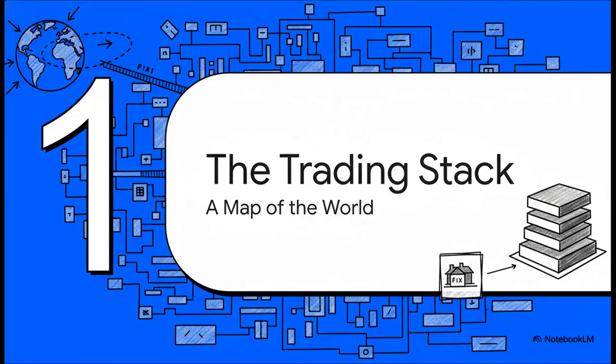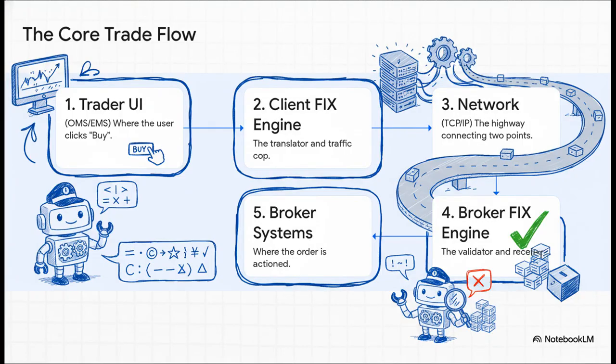Okay, so before we can zoom in on FIX, we have to zoom out a bit and see where it actually lives. We kind of need a map of the entire trading technology landscape to figure out FIX's specific neighborhood. So let's map out a simple trade flow, just like we're drawing it on a whiteboard. It all kicks off at step 1, the trader's UI, maybe an OMS or an EMS where they click buy 100 shares of Apple. That instruction gets handed to step 2, the client's FIX engine.